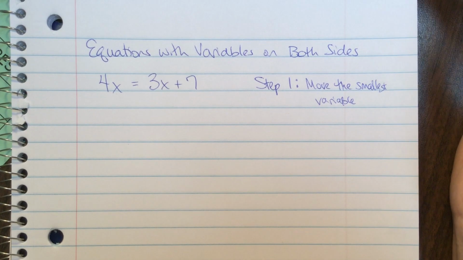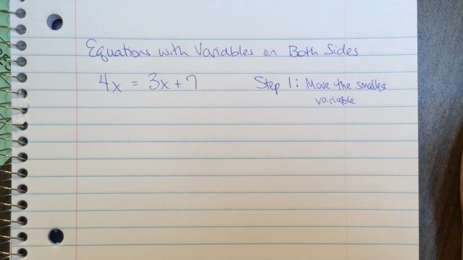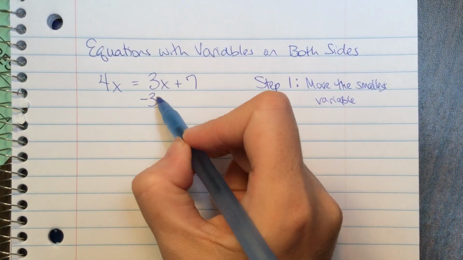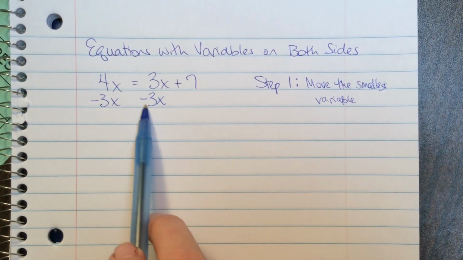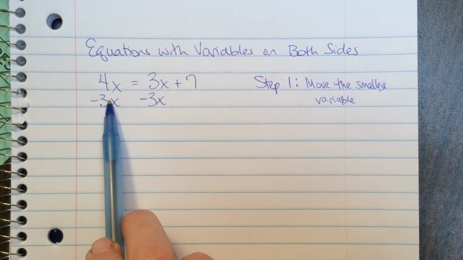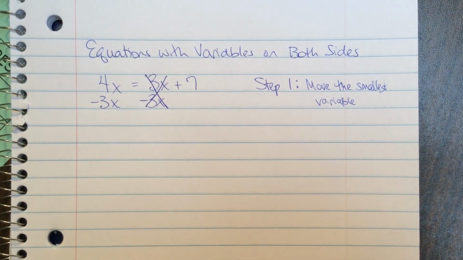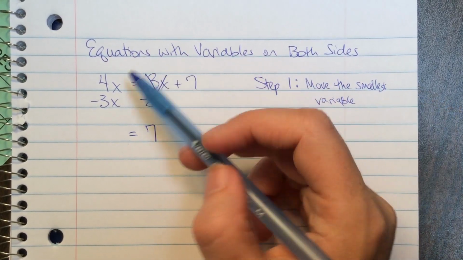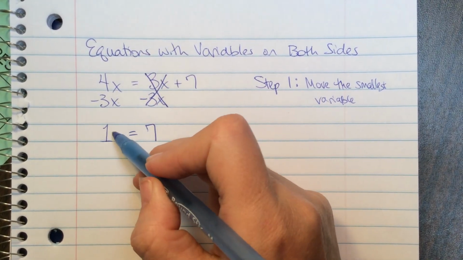So when I say move, I'm talking about subtracting it from both sides. So minus 3x, minus 3x. And when I subtract it from here, it's going to go away. And when I subtract it from here, it's going to subtract it from the 4x. So here it's going to eliminate, and I'm just going to be left with 7. 4x minus 3x, I'm just going to be left with 1x.